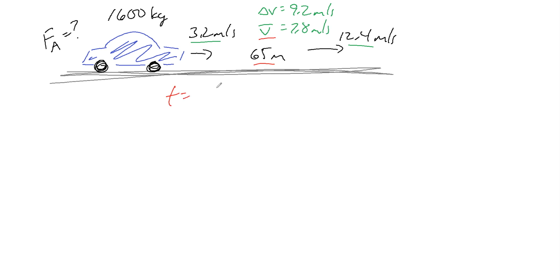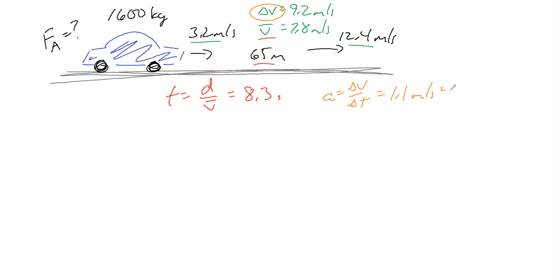So time would be the distance divided by the average V. I can take that 65 and divide it by the 7.5, which gives me a time of like 8.3 seconds. Now I've got my time. I've also got my change in V, so I can find my acceleration. Acceleration is change in V over change in T. So I'll take that 9.2 and divide it by the time I just found, 8.3 seconds, and get an acceleration of like 1.1 meters per second squared.